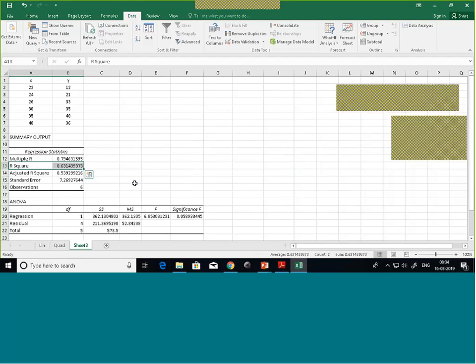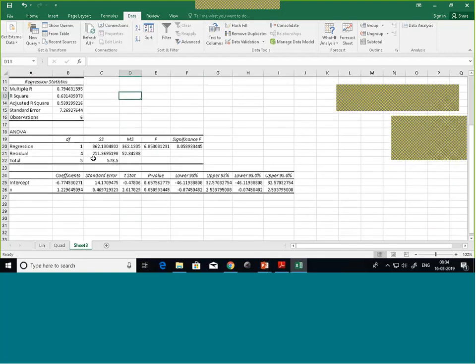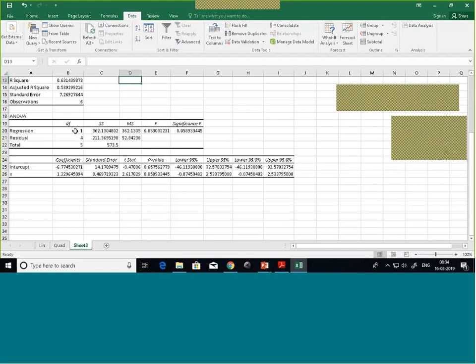And above R square, we have multiple R, which is the coefficient of correlation between X and Y. So these two are important here in the simple linear regression analysis table. Then we move to the ANOVA table. For the ANOVA table, you will always have three rows: one is regression, second is residual, and third is total.